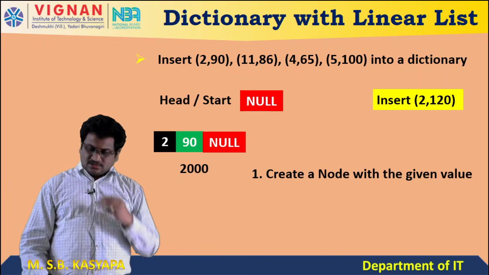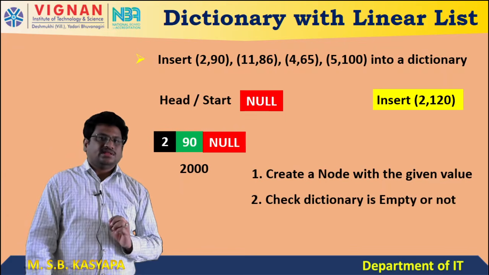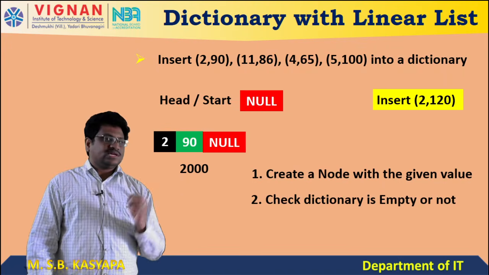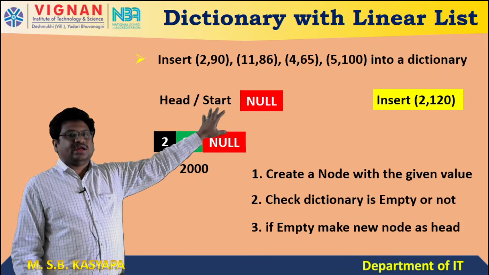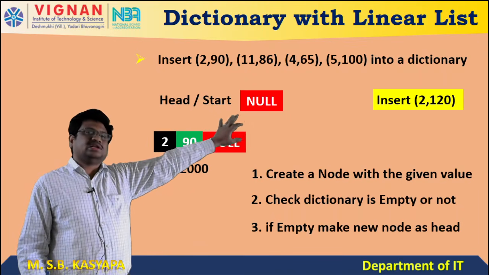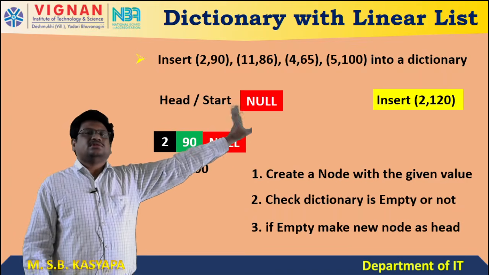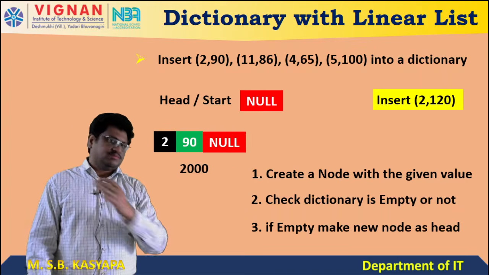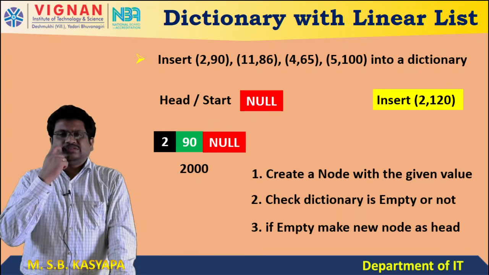Okay. Now if I want to insert, first I will create a node. Then after creating a node, I am checking whether it is empty or not. How to check? Check here. If the head is null, then automatically it is empty. If it is empty, the new node will become the head. It is the same in the linked list also. Am I right? So I can say it is an insertion at the start.